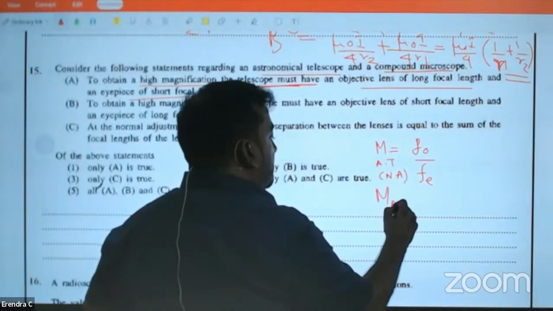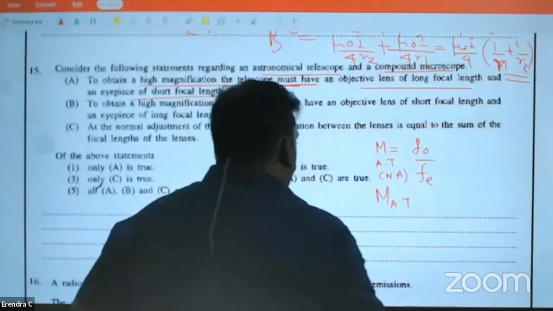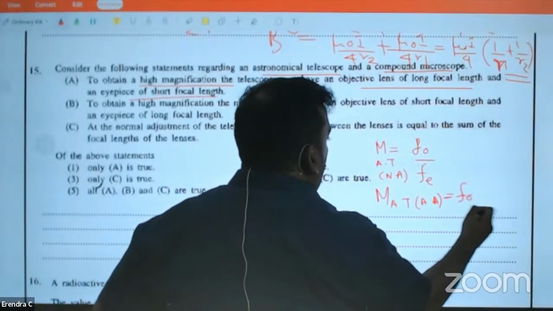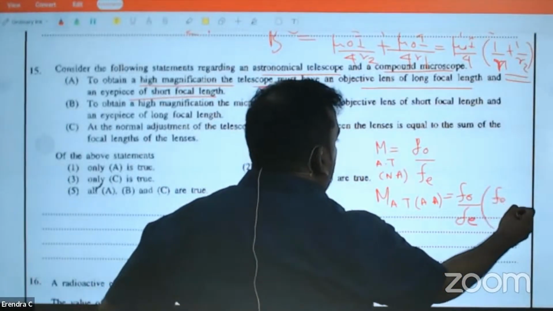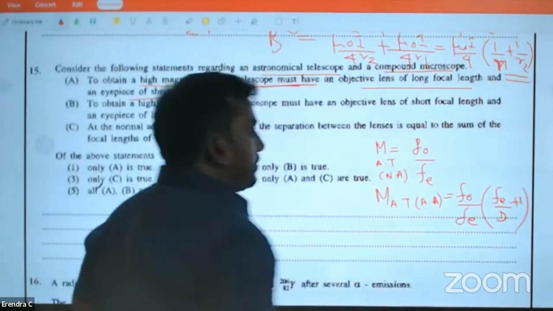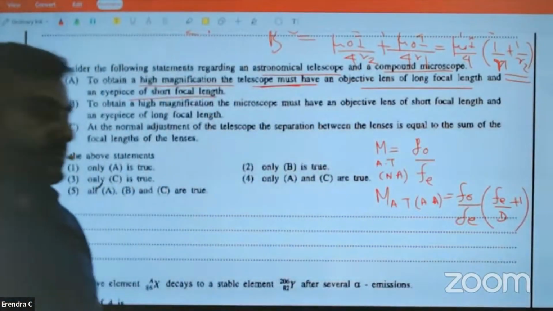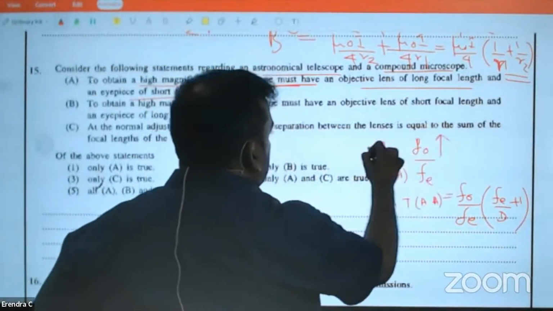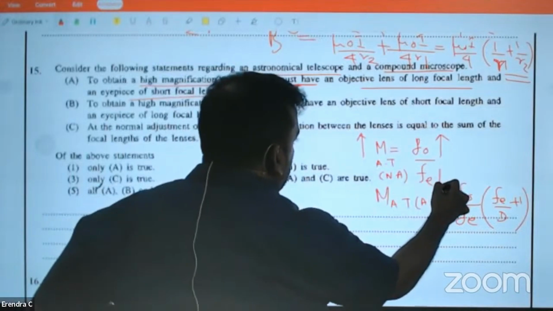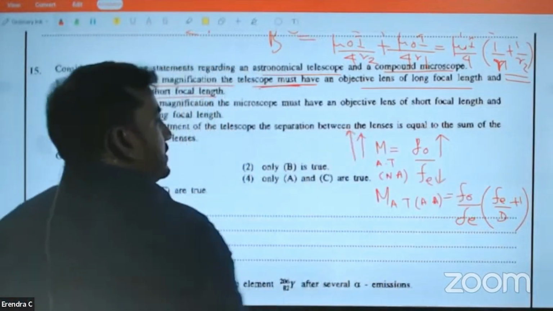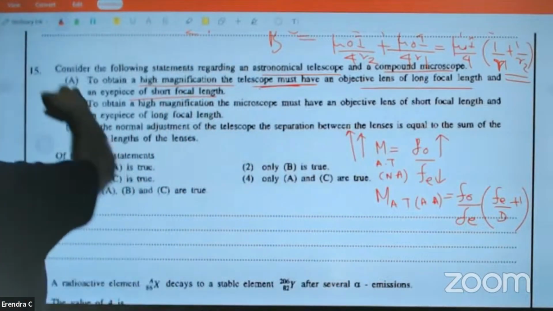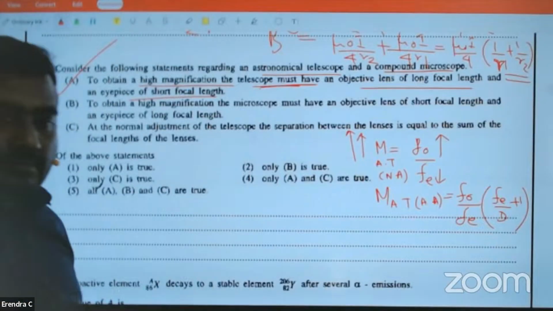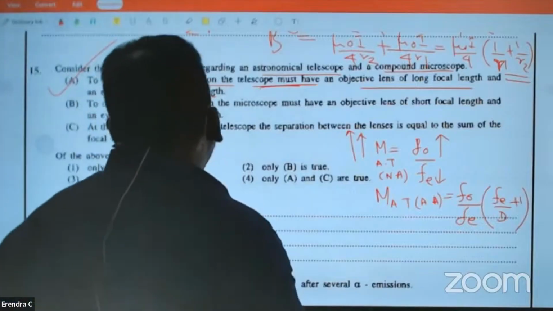Magnification, astronomical telescope, alternate adjustment, f0 over fe divided by fe over d plus 1. You should know this. So anyway, telescope has a larger f0, so f0 increases, smaller fe, this further increases. Statement A correct. This is for astronomical telescope, right?